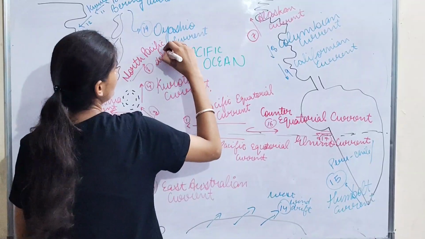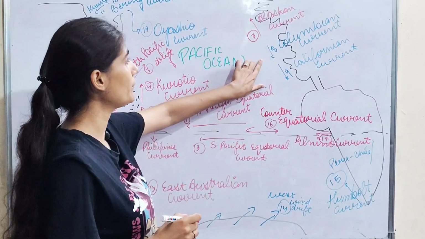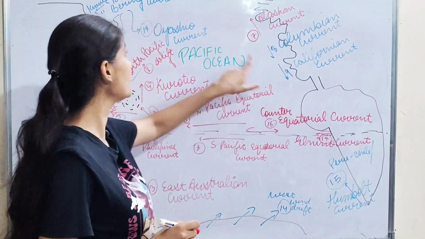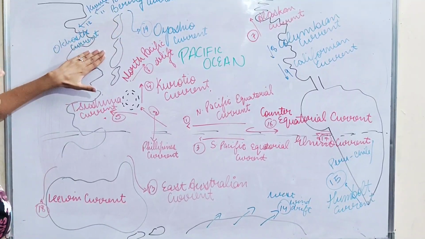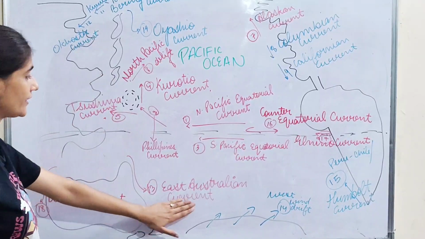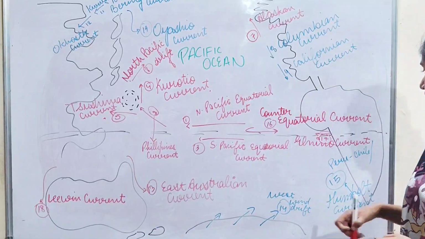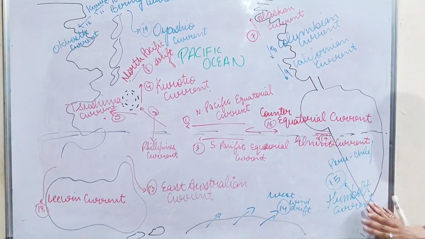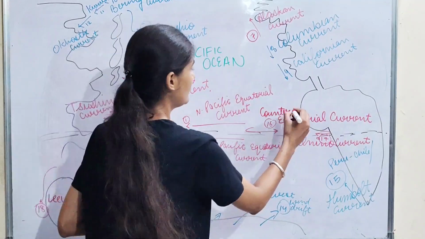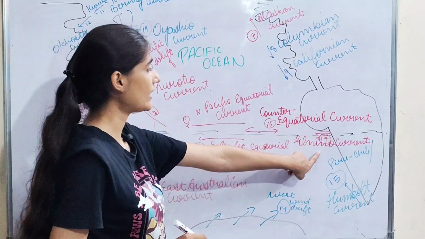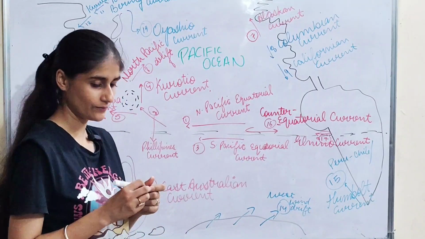Seventh is Alaskan Current. 8th is Colombian Current. 9th is Californian Current. 10th is Bering Current. 11th is Kuril Current. 12th is a Coast Current. 13th is again a warm current, East Australian Current. 14th is a cold current, West Wind Drift. 15th is Peru-Chile Current, or we can also name it Humboldt Current. 16th is Counter-Equatorial Current. 17th El Nino Current. 18th is Leeuwin Current, and 19th is Oyashio Current.